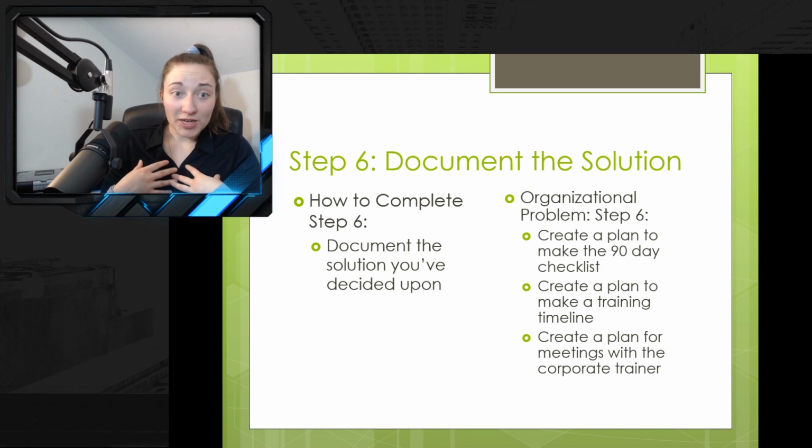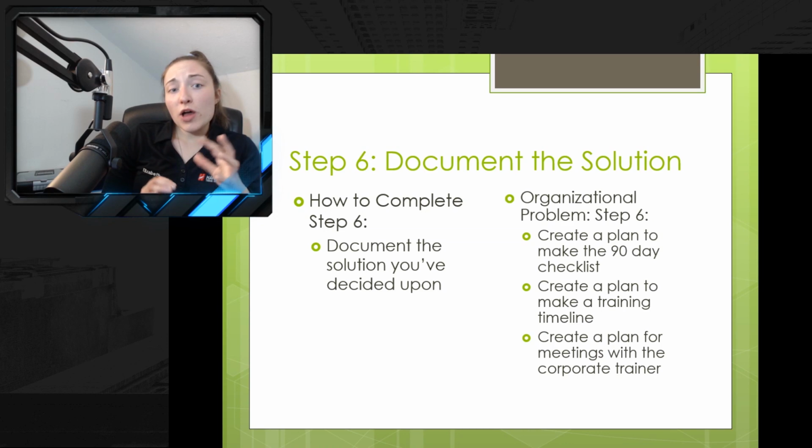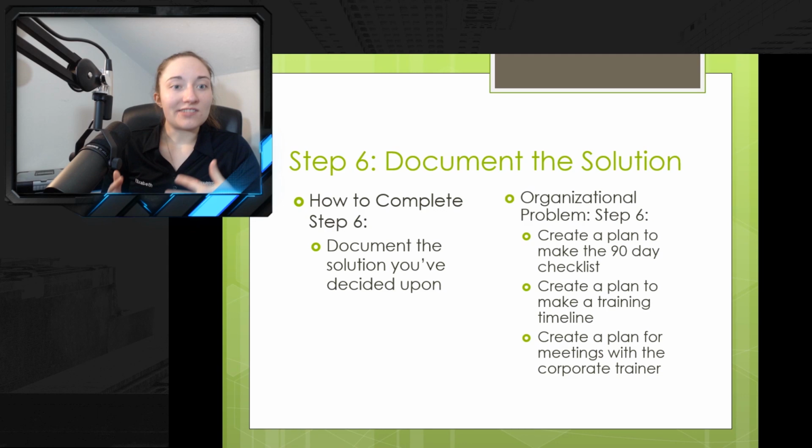How we are implementing step 6 at Harrison Truck Centers is that we created a plan to make the 90-day checklist. So we did some rough outlining and those kinds of things. We also created a formal training timeline. So we looked at like between day 1 and day 45, we want to see this. Day 45 to 60, we want to say this. So very broad training topics, but gives us enough that when we move forward, we'll have the solution documented.